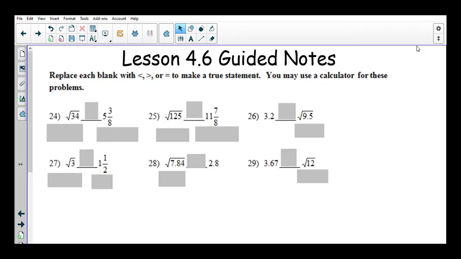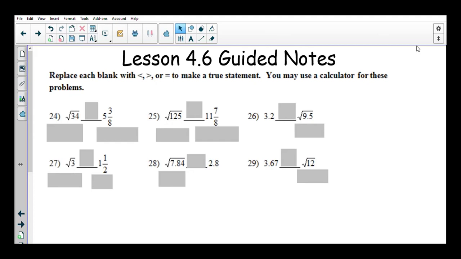We're going to begin with question number 24 from those guided notes. It asks us in these problems to replace each blank with less than, greater than, or equal to make a true statement. You may use a calculator for these problems, so hopefully you have one handy, or at least can use your cell phone calculator or your computer to calculate these.